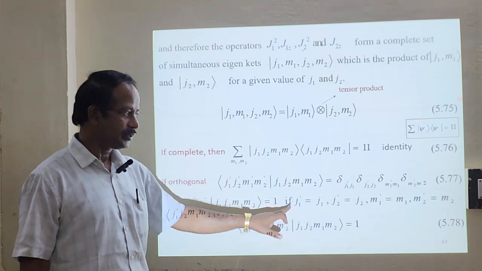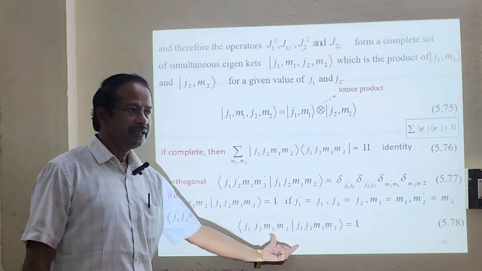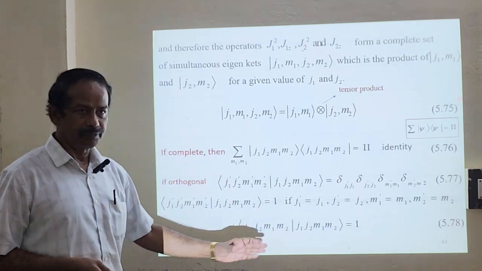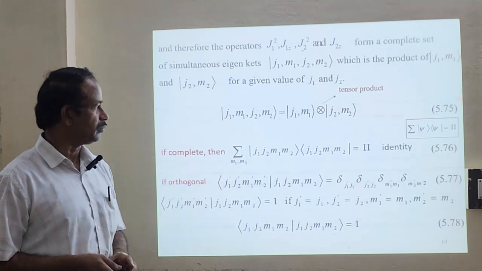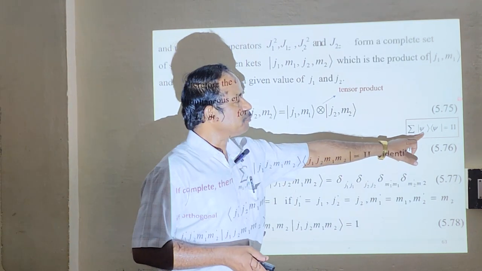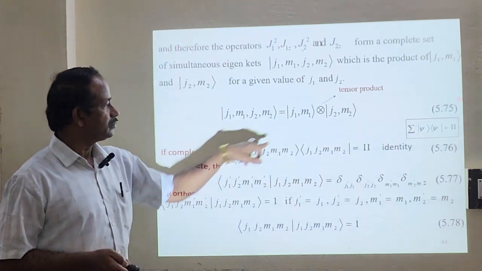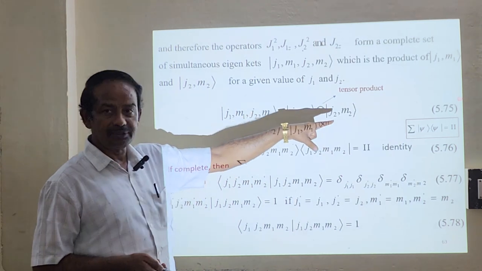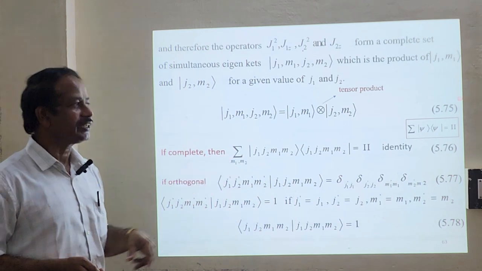This is equal to 1. If this condition is satisfied, the normalized answer will be equal to 1. So we know this inner product equals 1. These are things that we should know. This is for completeness. So I have given it for joint eigenstates, this is for individual eigenstates, and this is for joint eigenstates.